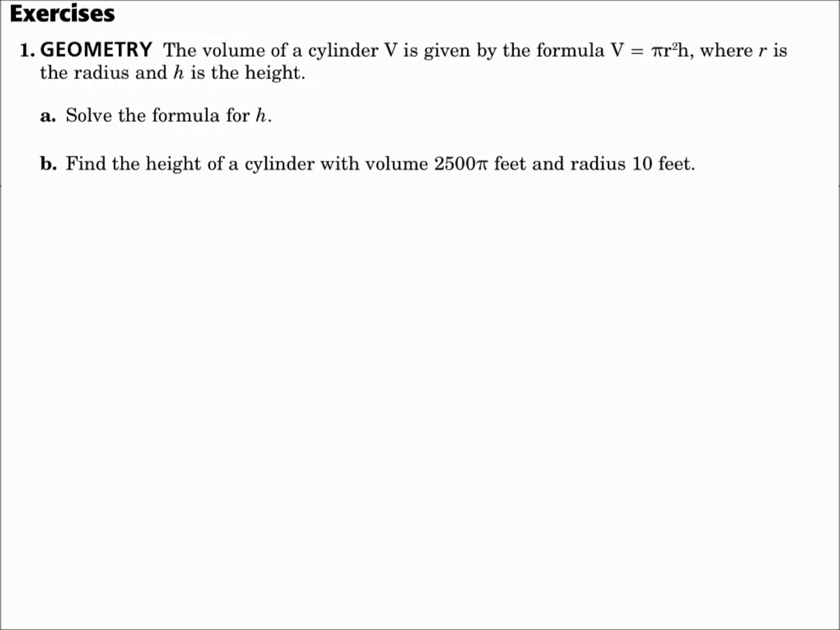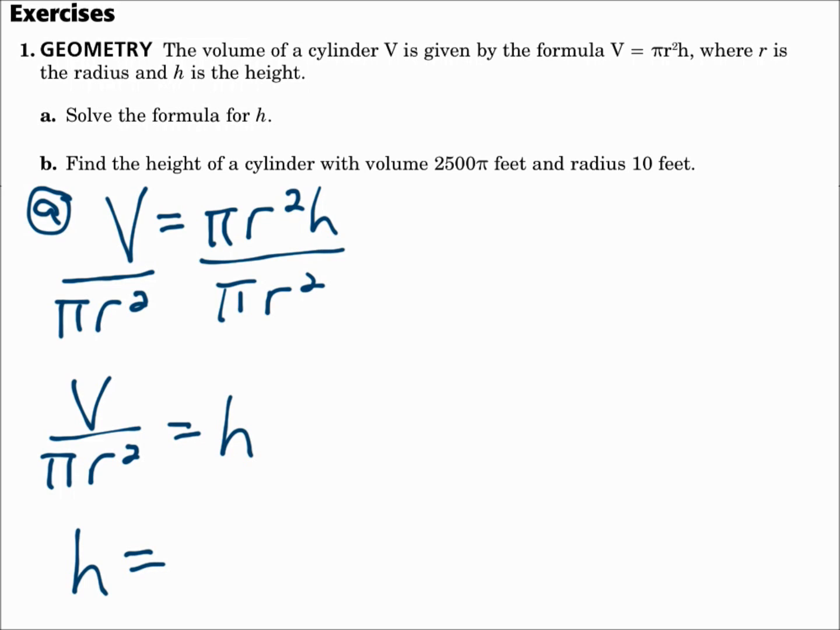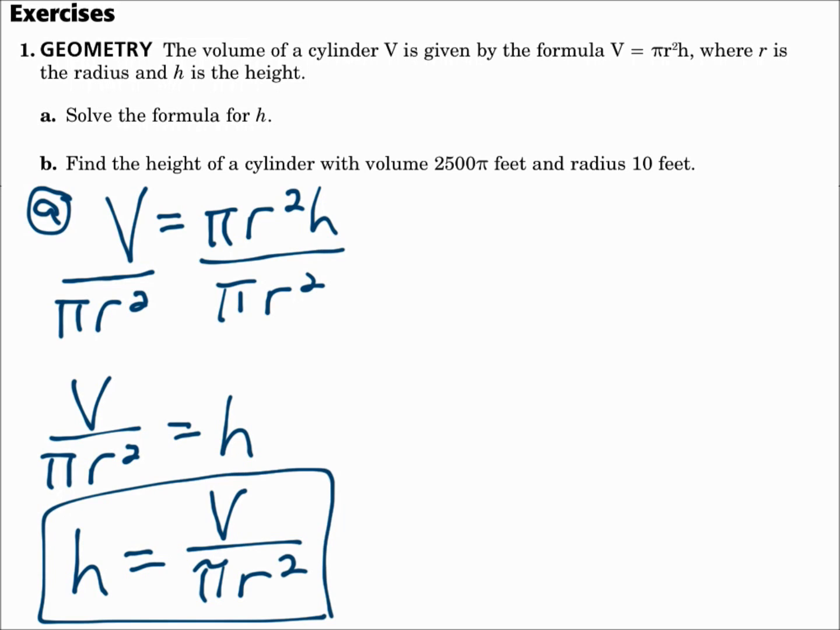Number 1. The volume of a cylinder V is given by the formula V equals pi r squared h, where r is the radius and h is the height. A. Solve the formula for h. Well, since that's pi r squared times the h, you can get rid of the pi r squared by dividing both sides by pi r squared. The pi r squared cancels on the right, and you have h equals v over pi r squared.